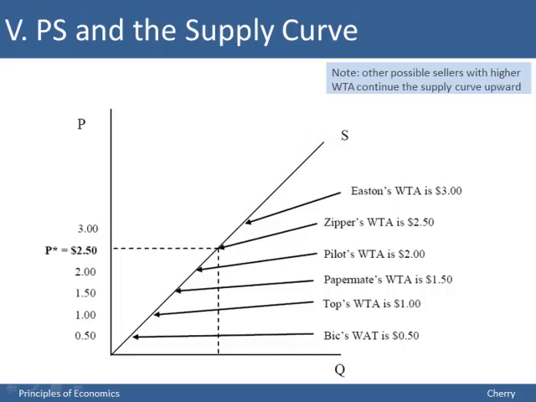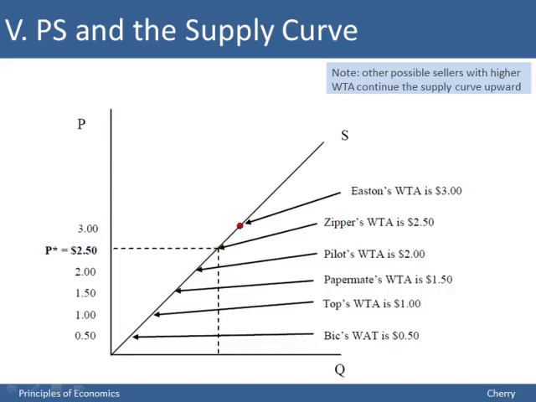So this is what it translates to in the supply curve. BIC's willingness to accept is 50 cents, so they're at the bottom of the supply curve. The next step up is TOPS, whose cost is $1, and so forth, and you go up. So you've arranged the producers from low cost producers to high cost producers.